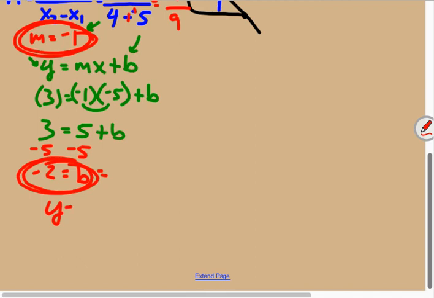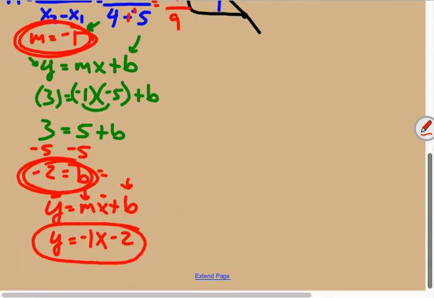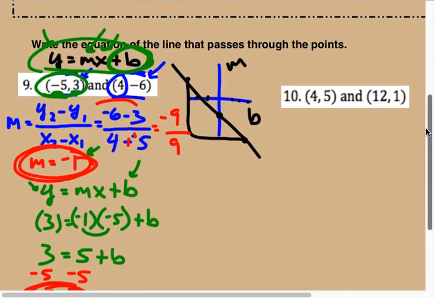So going back to y equals mx plus b, we're going to leave y and x as it is and just plug in my slope and y-intercept, and that'll be my linear equation. So y equals negative 1, x, b is negative 2, so I'm just going to say minus 2. There it is. Slope-intercept form. We could graph that if we wanted to now that it's in slope-intercept form.